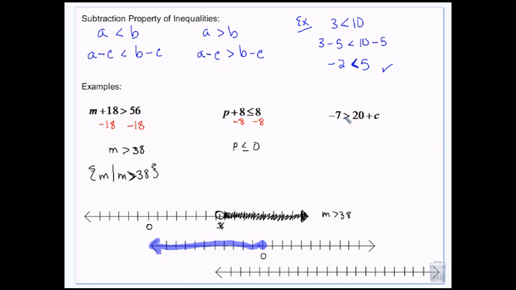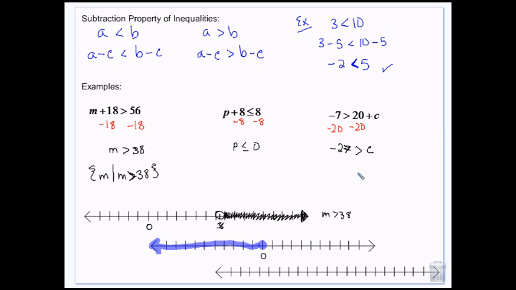Negative 7 is greater than 20 plus c, so I'm going to subtract 20 from both sides. I get negative 27 is greater than c. It's another good reason to cross your 7s so they don't look like greater thans. Actually, I should write that in black so it stands out. Negative 27 greater than c.